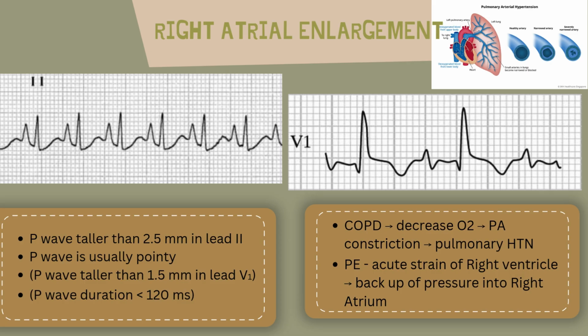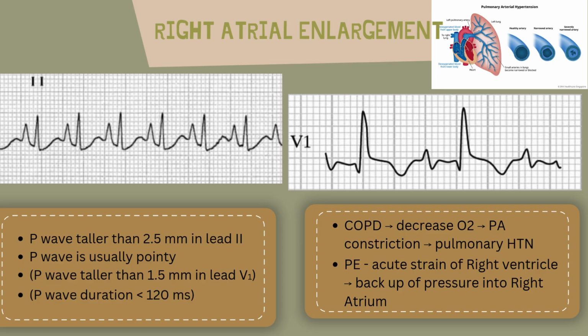Why does right atrial enlargement happen? It all comes down to pressure overload in the right side of the heart. So chronic lung diseases like COPD cause low oxygen levels in the alveoli. In response, the pulmonary arteries constrict. It's a reflex known as hypoxic pulmonary vasoconstriction. Over time, this constriction raises pressure in the pulmonary circulation and leads to a condition known as pulmonary hypertension.